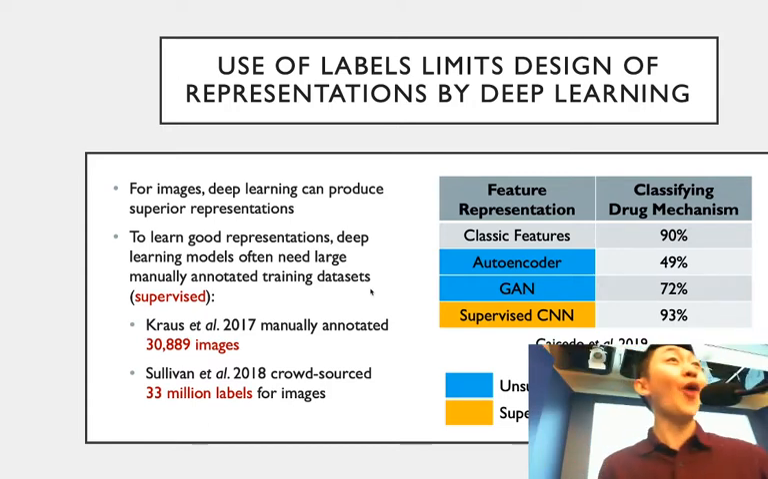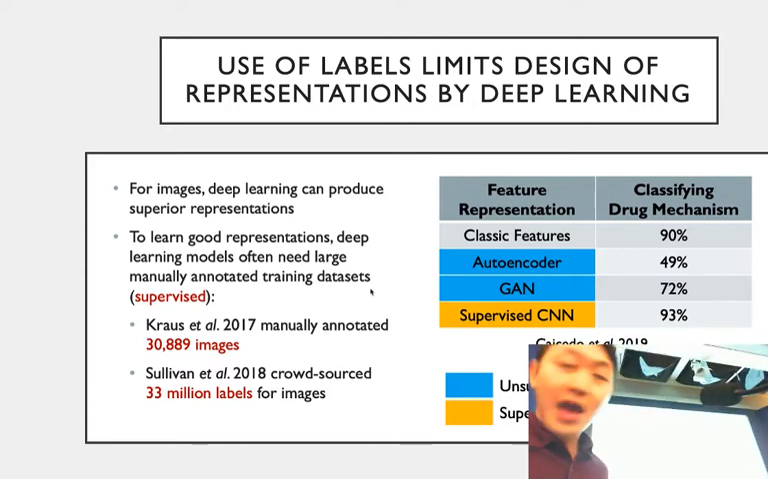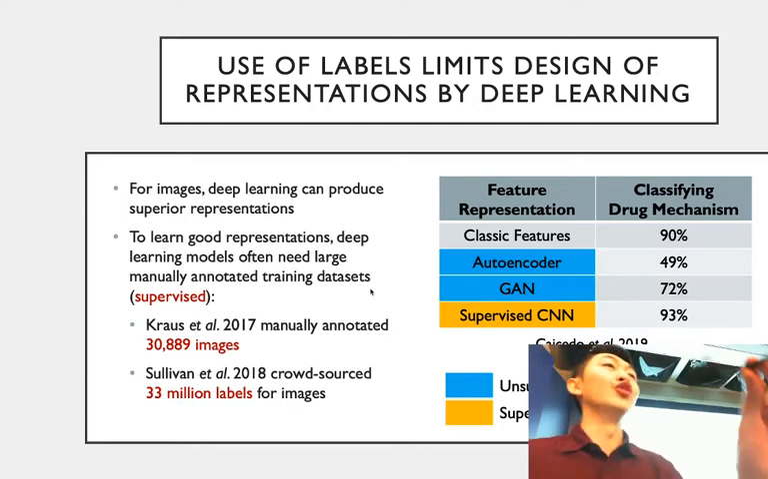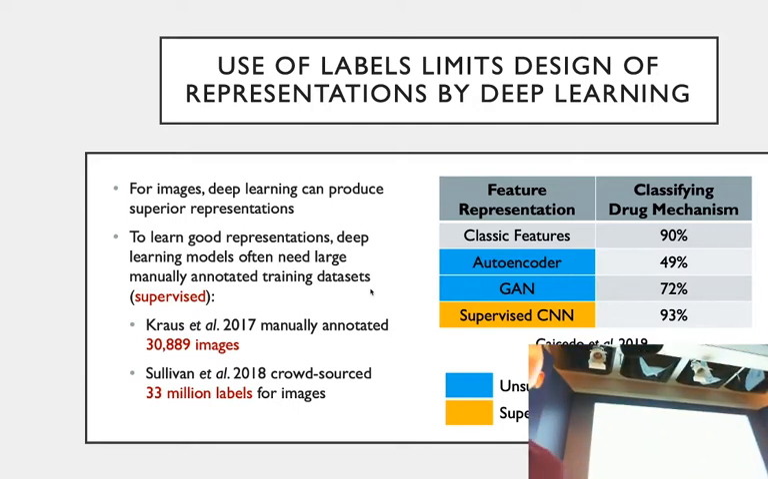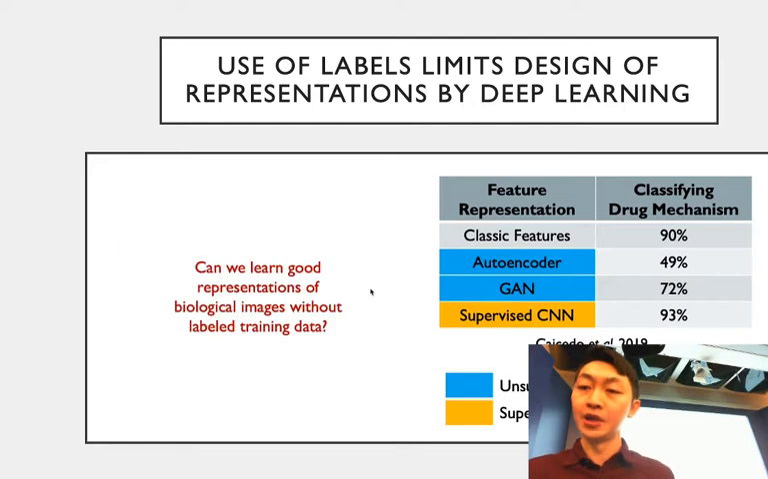Now, this is a problem, right? Because if you look at the scale of labeled data that you need, you typically need tens of thousands, if not millions of images. So that takes a lot of time and is a lot of work. And this problem really bottlenecks our ability to get useful representations for our data sets through deep learning. So this is the problem that I'm going to address today. Can we find a way to give our models good representations of biology, but without the cost of needing a lot of labeled training data?